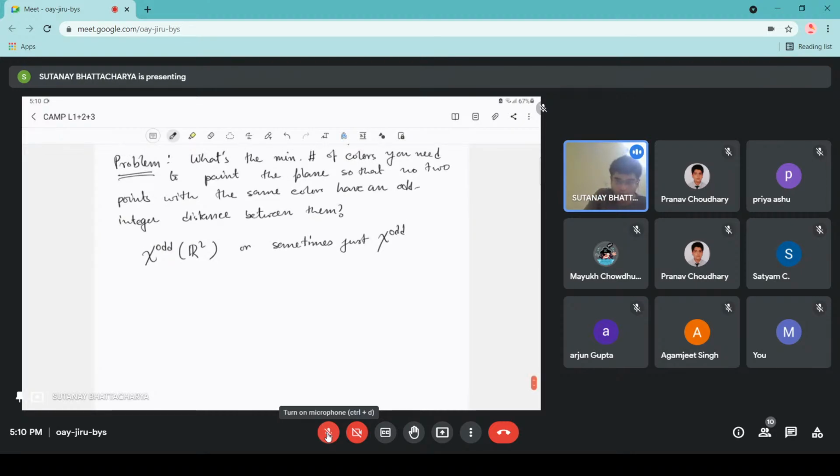Yes, someone had a question. Doesn't this sound very contrived? Why odd? Is there an integer distance problem without the odd condition? Not that I know of. Is it easier? It's not easy at all, but I think the integer distance problem is easier somehow. I haven't actually tried that. That's a good question. If I find something on that, I'll let you guys know.